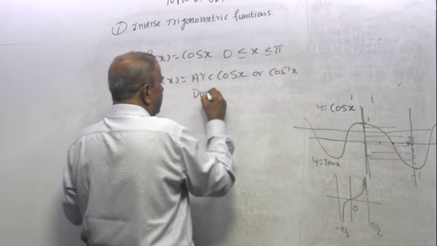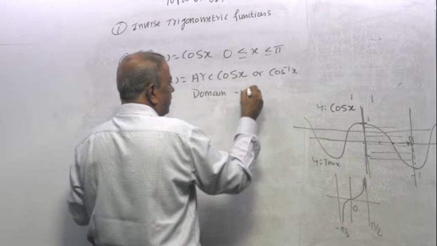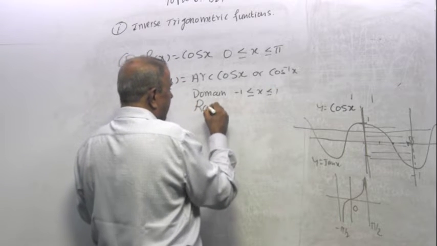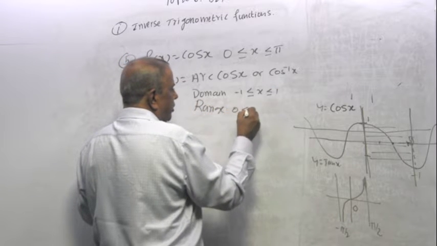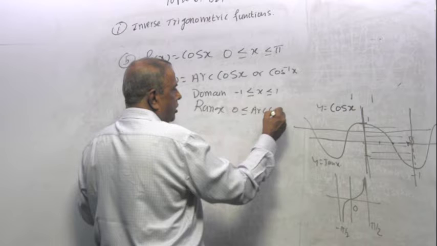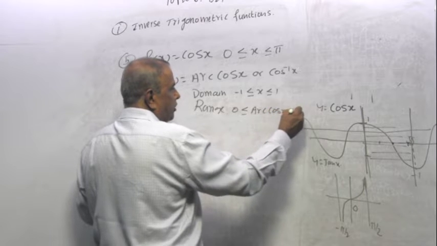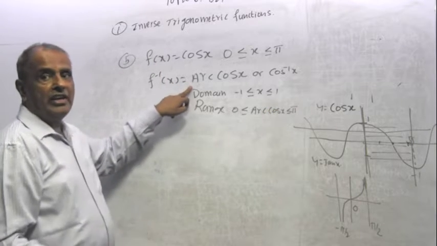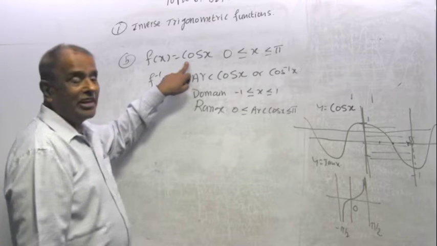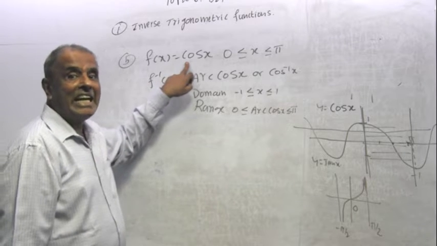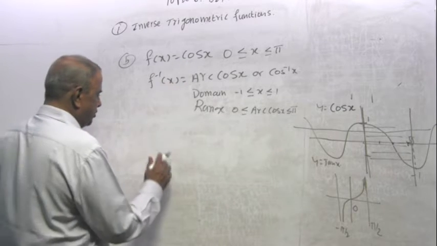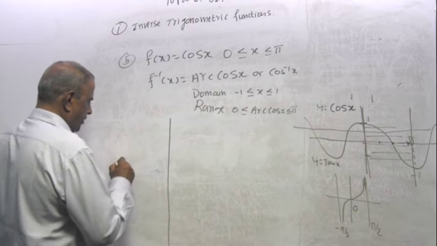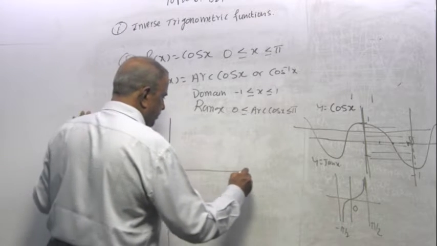The domain is minus 1 less than or equal to x less than or equal to 1, and the range is 0 less than or equal to arc cos x less than or equal to pi. Remember, arc cos x, arc sin x are all angles, cos x and sin x are all ratios. As usual, you should know the graph. This graph is more difficult to draw, so I'll make it a bigger graph for you to understand.